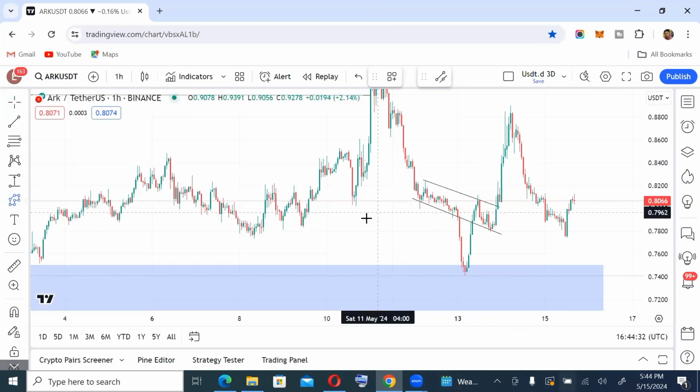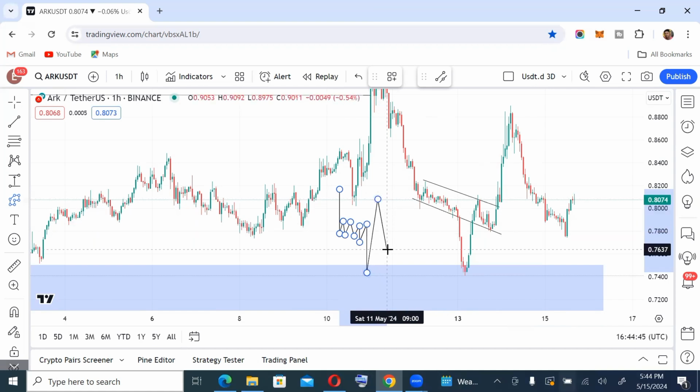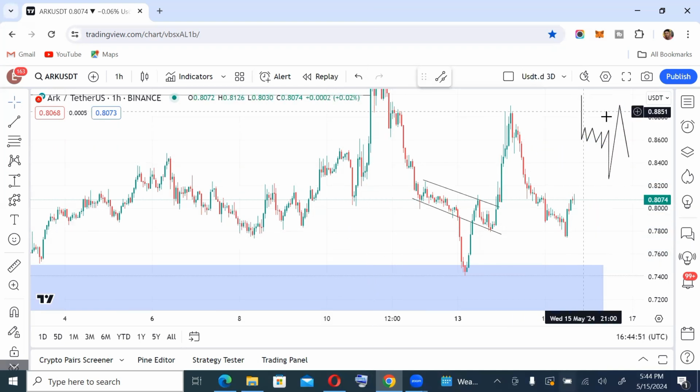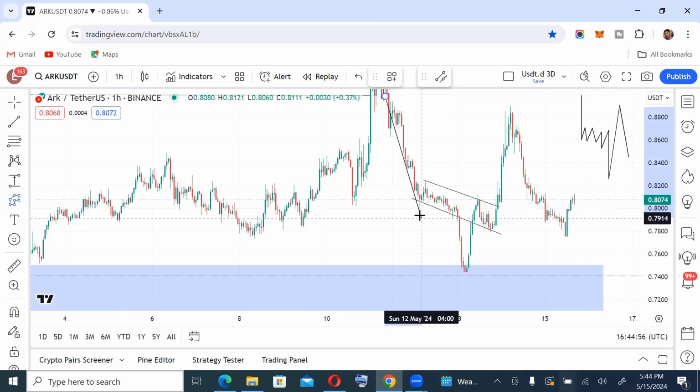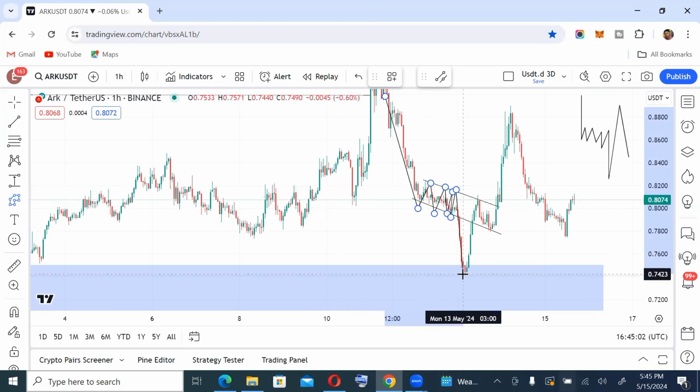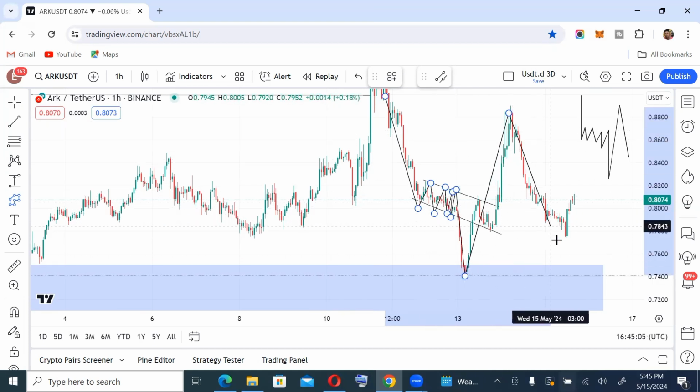In Wyckoff schematic, we call it the creek. It will do something like this, to sweep liquidity and go up, and then come back again to retest that level. So this schematic is what will guide us. Can you see it's the same thing we have here? Same thing like this, like this, and then falls back again to our level.